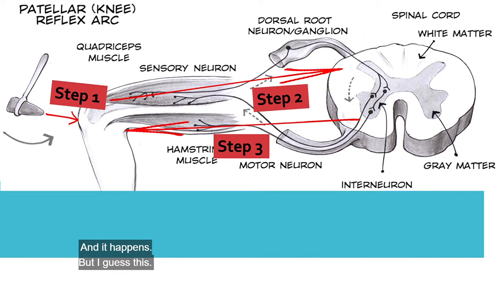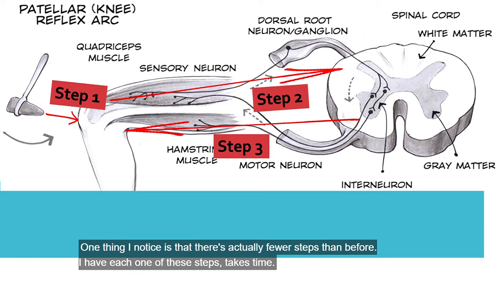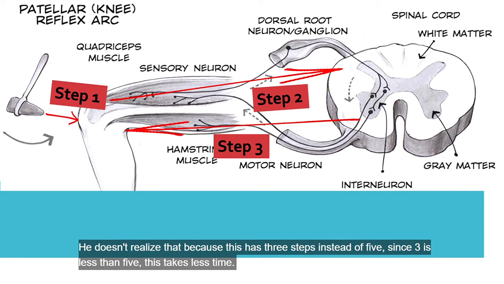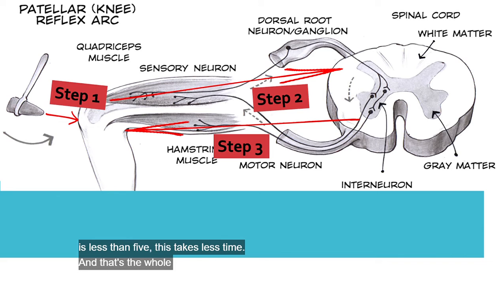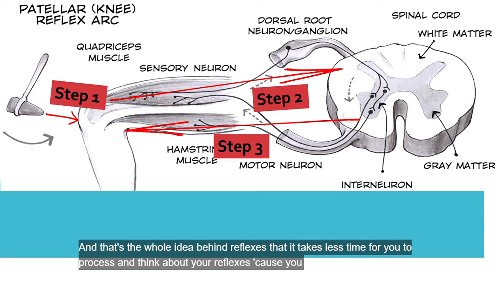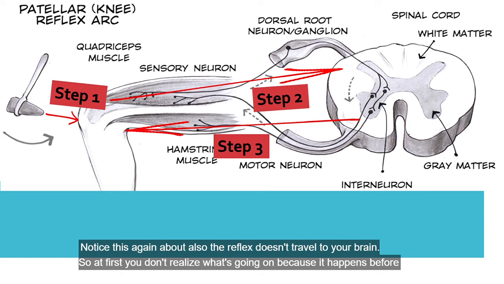Well, one thing I noticed is that there's actually fewer steps than before, right? If each one of these steps takes time, you have to realize that because this has 3 steps instead of 5, since 3 is less than 5, this takes less time. And that's the whole idea behind reflexes, is that it takes less time for you to process and think about your reflexes, because you don't. Notice this again, that also the reflex doesn't travel to your brain. So at first you don't realize what's going on because it happens before you can think, which is really cool and amazing.